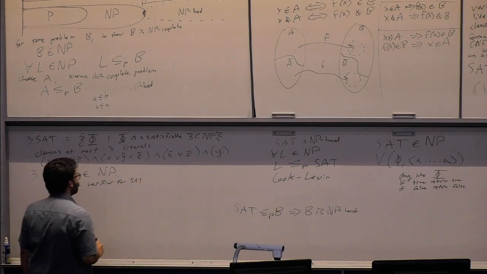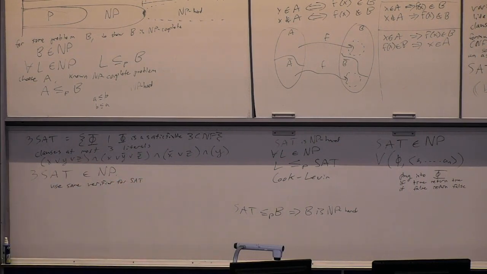Now, you probably shouldn't be allowed to say that on homeworks and stuff, but just re-explain briefly what the verifier is. SAT is verifiable in polynomial time. You just plug in the assignment and check it. The fact that the clause length is at most 3 doesn't really change that. So you can even copy the verifier here. The verifier takes as input a 3CNF and an assignment to the variables, and it just plugs and chugs the variables in, verifies in polynomial time. SAT is in NP. 3SAT is in NP.